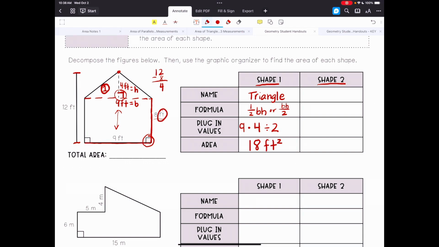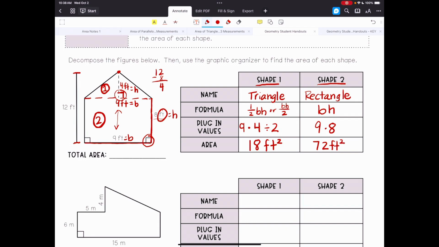Okay, shape number 2, our second shape is that rectangle. And our formula for a rectangle is base times height. And this one was a little bit easier. Our base was given to us, that's 9, and our height was 8. So base times height would be 9 times 8. This is a multiplication chart one. You can grab your multiplication chart, or if your calculator is accessible, you can type it in there. 9 times 8 is 72, and then our units are feet squared.